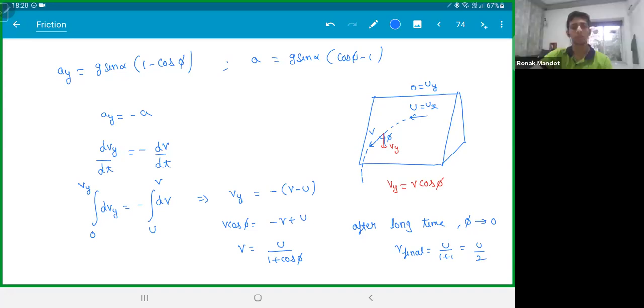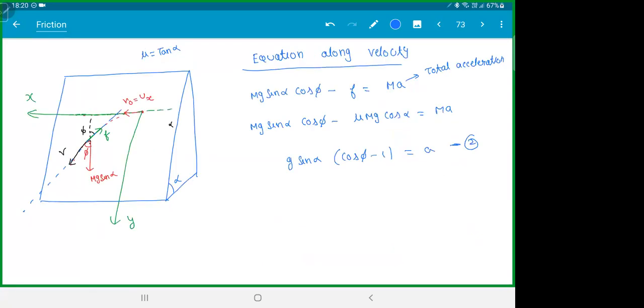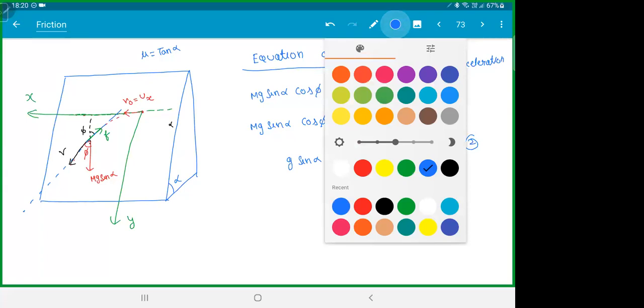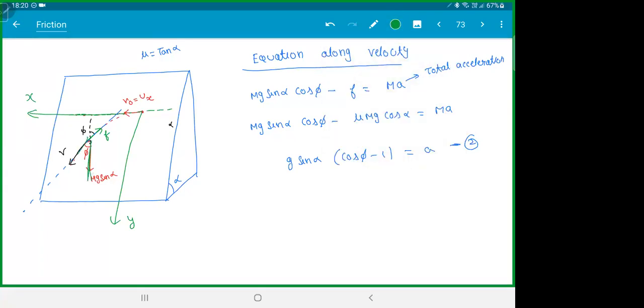Going through the previous slide, mg sin alpha cos alpha. You're taking the cos alpha component of mg sin alpha, right? You're taking the components of the force along the velocity. So the angle between that velocity and mg sin alpha is phi. Clear with this picture? Check. Ask me if you're confused.